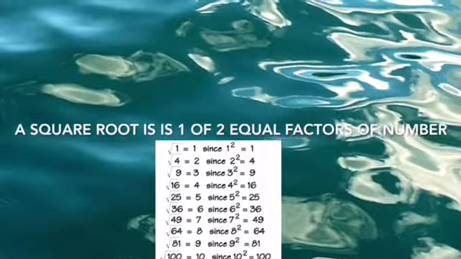1 of 2 equal factors of a number. It's a square root. Now let's just switch it up. 11 squared is 121. Perfect square. 12 squared is 144. Perfect square. 13 squared is 169. Perfect square. 14 squared is 196. Perfect square. 15 squared is 225. Perfect square.